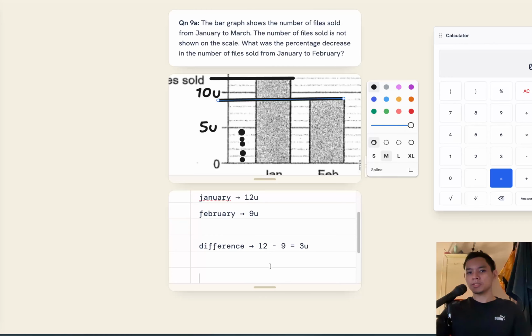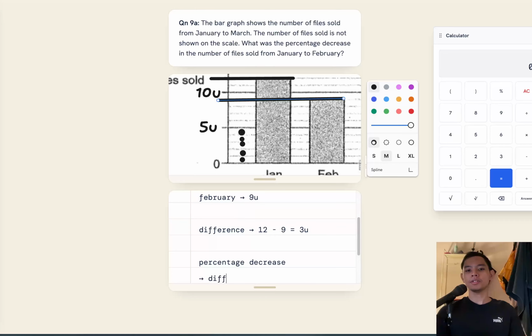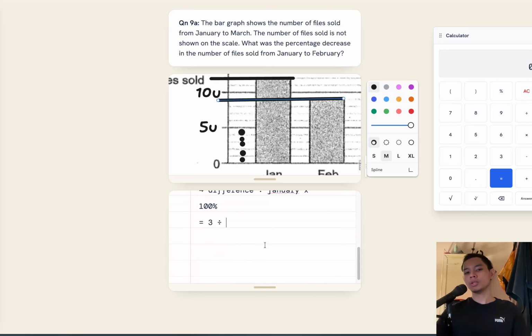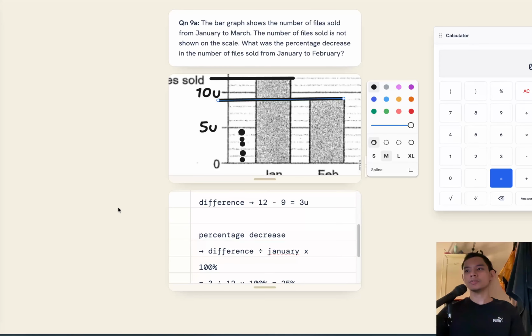So what was the percentage decrease? It would be the difference divided by January times 100%. Essentially 3 divided by 12 times 100. Then this will be 25%. Okay, there you go.